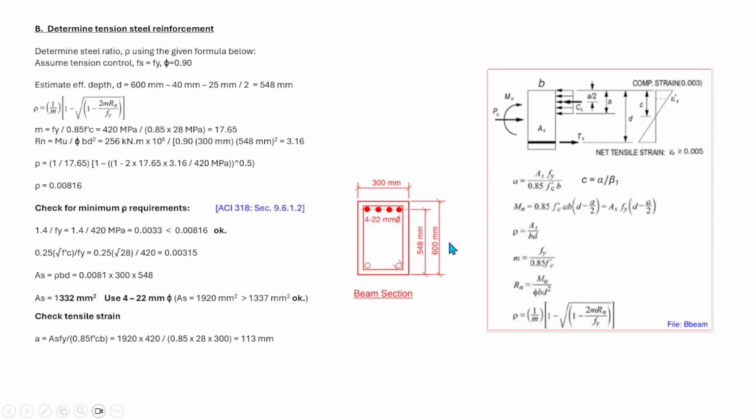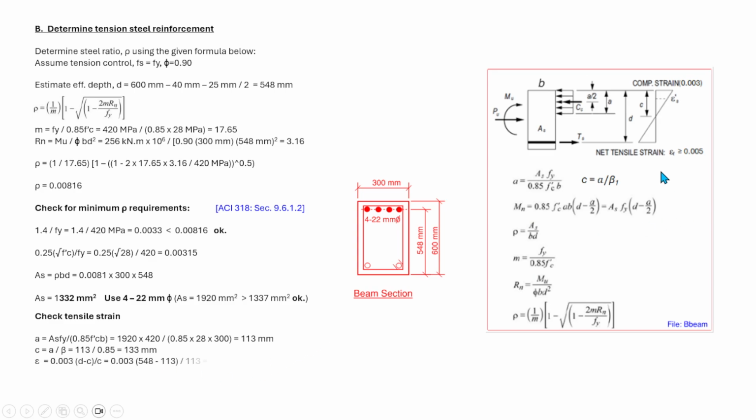So now we can determine the value of c, which is the location of our neutral axis. The value of c is just equal to a over beta. The value of beta here is 0.85, that is for strength of concrete equal to or less than 28 megapascal. And that is equal to 113 over 0.85. So the c value is equal to 133 mm.